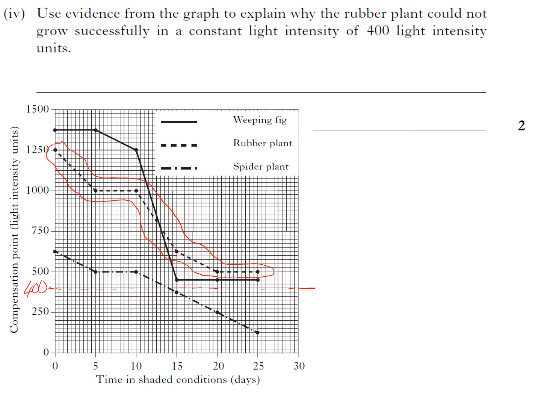So you need to put those 2 points together. So you need to put down the point that it is never reaching its compensation point, that 400 is below the compensation point, the point at which it is producing enough energy by photosynthesis to balance out the energy used by respiration. Okay, so the second point is the balance bit.